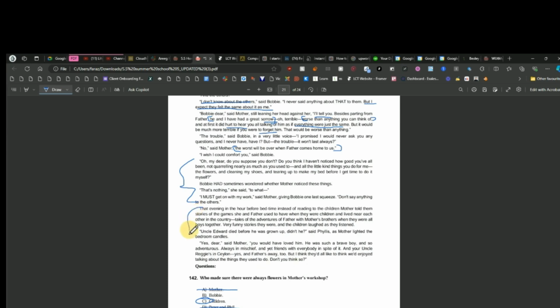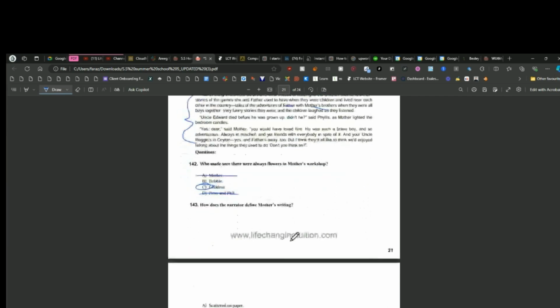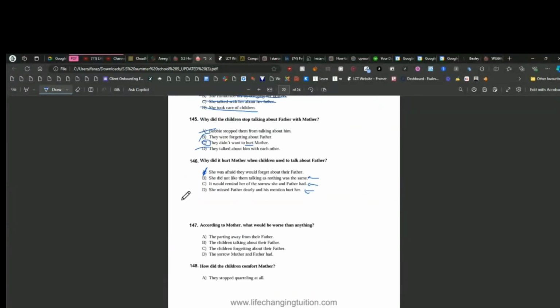So this basically is just, again, talking about tales of father and mother. So there's no extra context here. We have to basically choose from these options why the children talking about father actually hurt the mother.